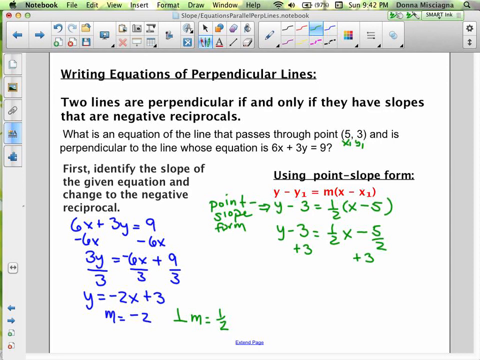To be able to add them, we're going to have to change 3 so it has a denominator of 2. Technically 3 has a denominator of 1. Since we have to multiply 1 by 2 to get 2, we're going to have to multiply 3 by 2, and that gives us 6. Notice if we were to reduce 6 divided by 2, that would just be 3 again. So instead of plus 3, we change that to plus 6/2. Now we have the equation of our line in slope-intercept form, which is y equals 1/2 x. Negative 5/2 plus positive 6/2 is going to give us 1/2. And there we go, that's our equation in slope-intercept form.